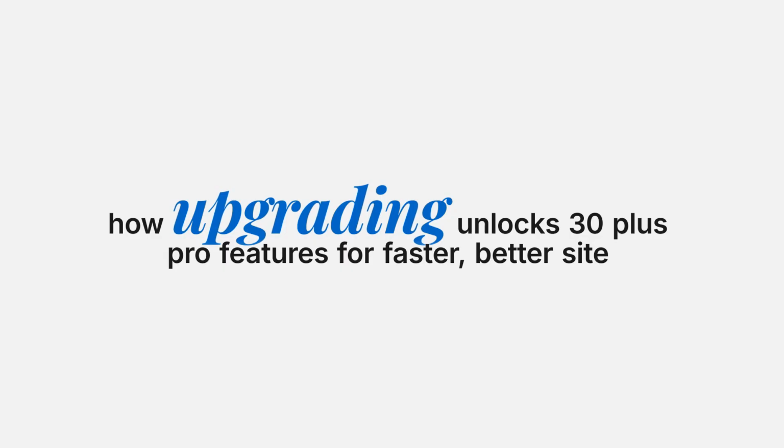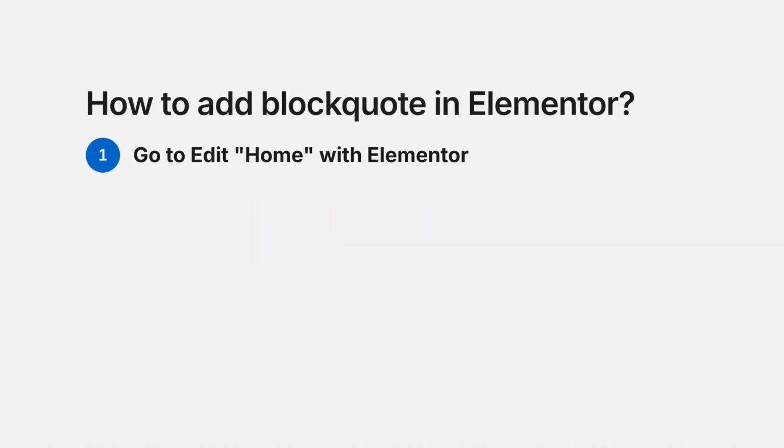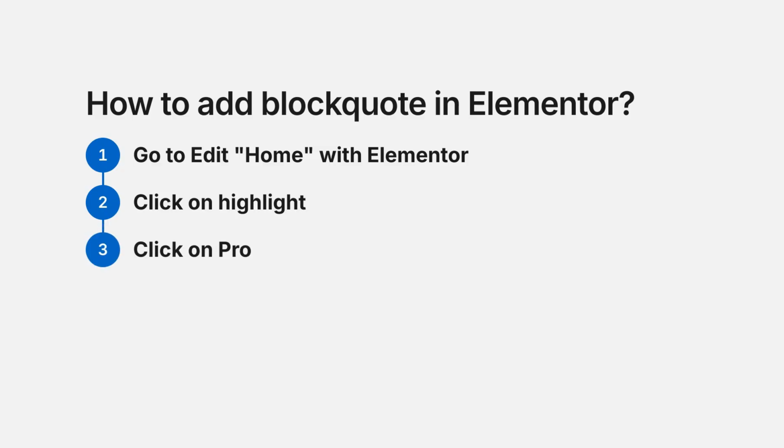Tired of hunting for the Blockquote widget in Elementor? Discover the exact location and how upgrading unlocks 30+ pro features for faster, better site building. First, we'll open your homepage in Elementor and click the highlight area. Then, we'll navigate through the Pro menus to find the Blockquote widget and upgrade.